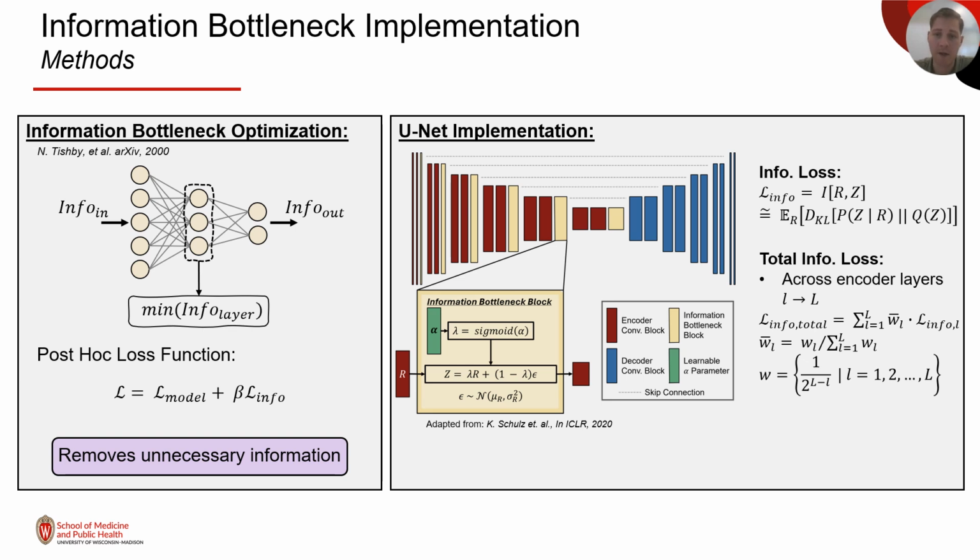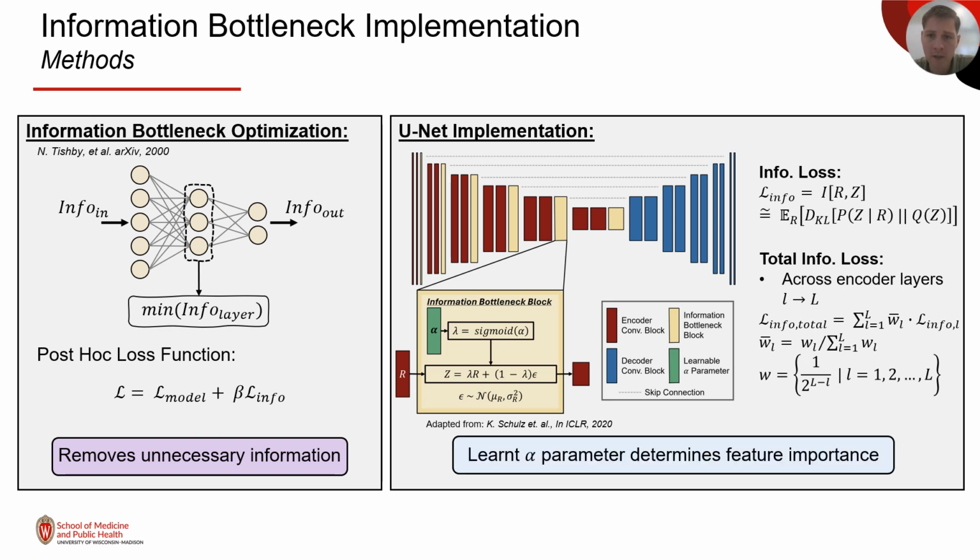Now this noise replacement strategy is how information is minimized in our system. Because of this, the information loss was approximated as the KL divergence between the z variable and some prior distribution q. And this information loss is computed for each encoder layer. So information losses across layers were individually weighted and summed to a single global information loss where the weights were predefined. Importantly to remember from this slide, however, is that the learned alpha parameter here is what determines feature importance.